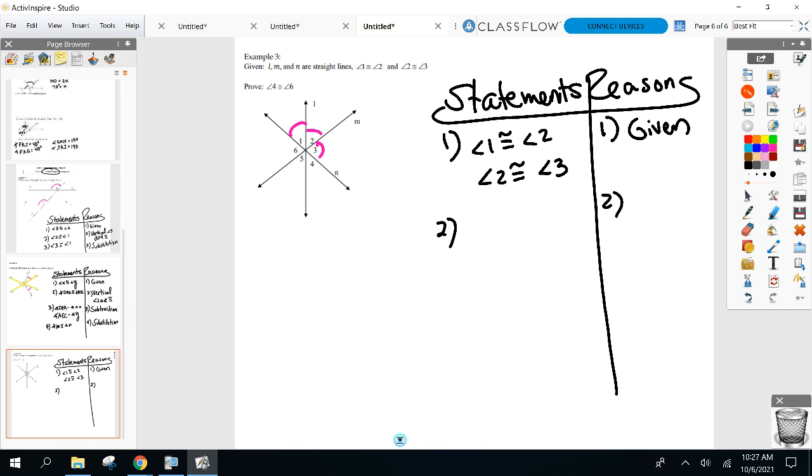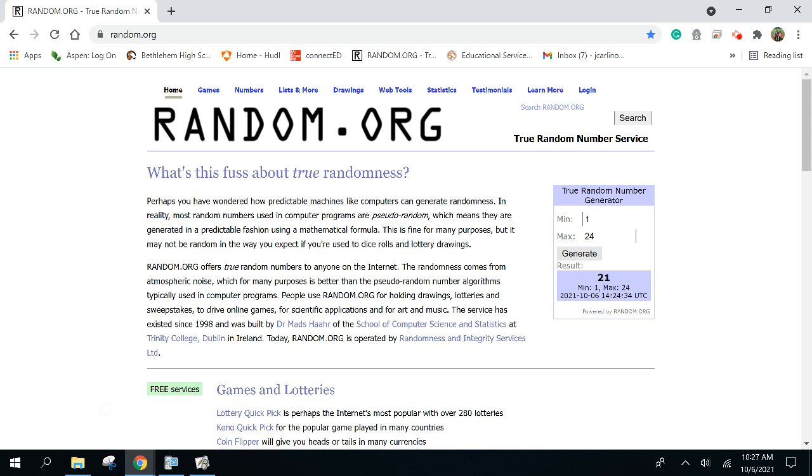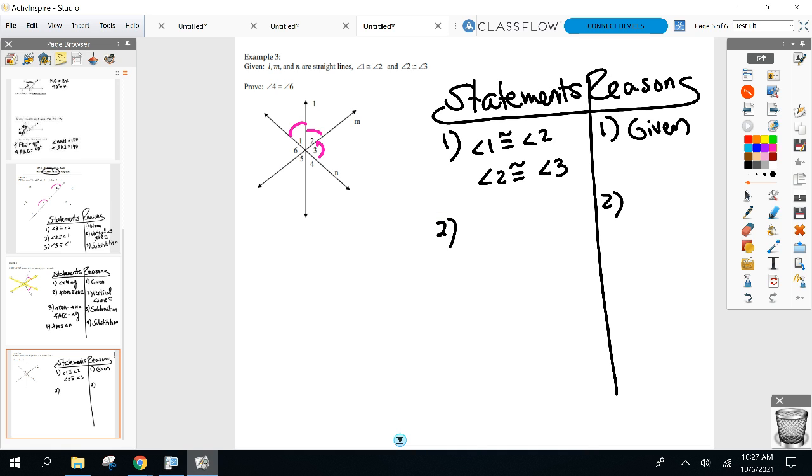Anybody see anything? Forget the diagram. Anybody see anything right from the givens I can conclude? 1 is congruent to 2. 2 is congruent to 3. From those givens, I think it's time to call on somebody here. We should know this. From those givens alone, here we go. Lisa, what can you tell me?